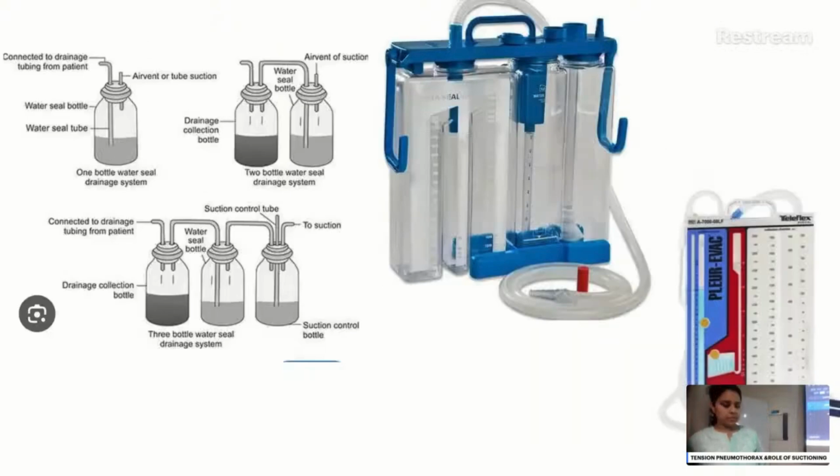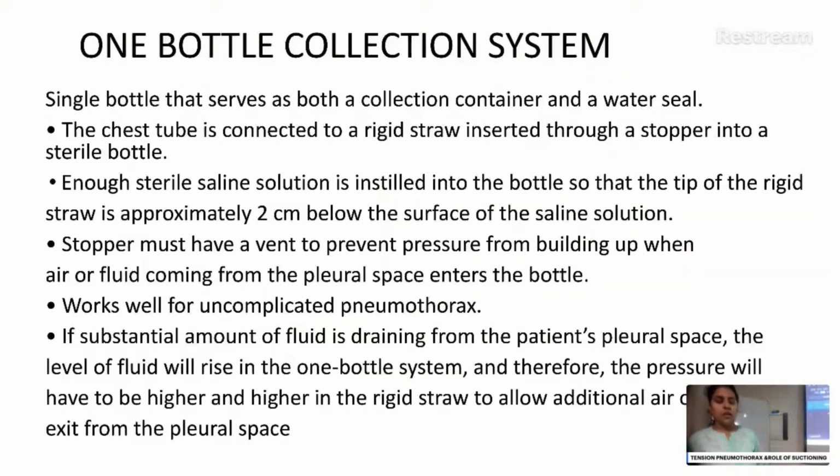Now, the one bottle collection system. First diagram is of the one bottle collection system. A single bottle is there, so that will act as a collection container and also give the water seal. So the chest tube is connected to a rigid straw that is inserted through a stopper into the sterile bottle, and the tip of the straw is 2 centimeters below the surface of the saline solution. The stopper should have a vent so as to allow the pressure to be released when it builds up, and this is good only for uncomplicated pneumothorax cases.